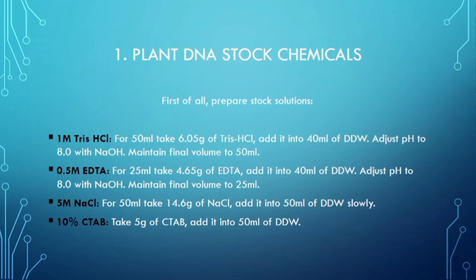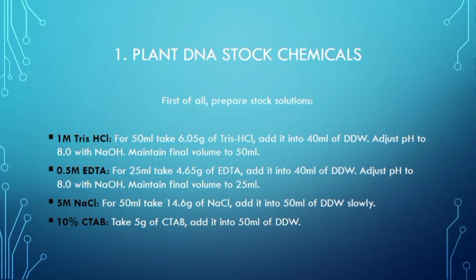Okay, so there are 4 stock solutions in plant DNA extraction. The first one is 1 molar Tris HCl. For a final volume of 50 ml, take 6.05 gram of Tris HCl and add it into 40 ml of double distilled water, and using NaOH adjust the pH to 8 and bring the final volume to 50 ml. So your 1 molar Tris HCl will be 50 ml at pH 8.